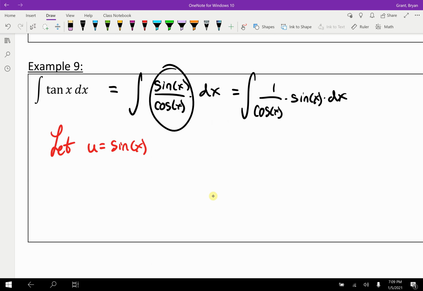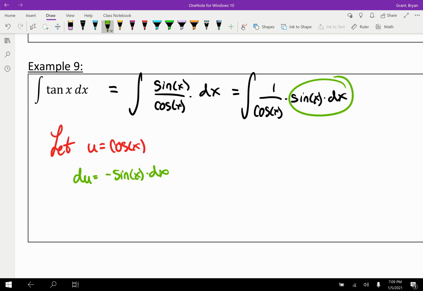Let's do the correct U substitution this time. We're going to substitute for cosine of x, which means that our du is negative sine of x dx. But we have a bit of an issue because that's positive sine. So I think we should probably move the negative over to the du here. And that gives us sine of x dx.